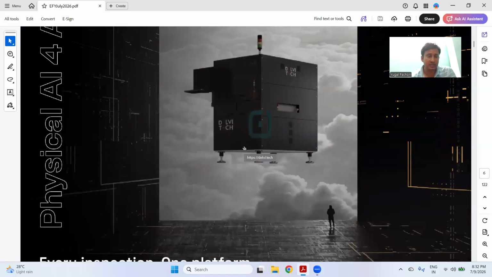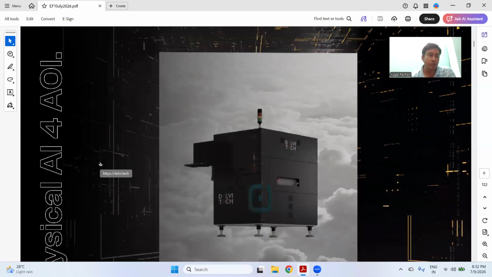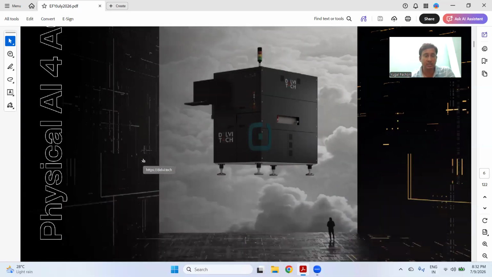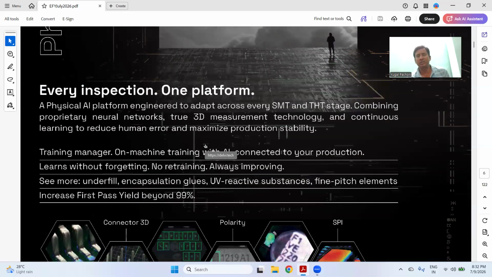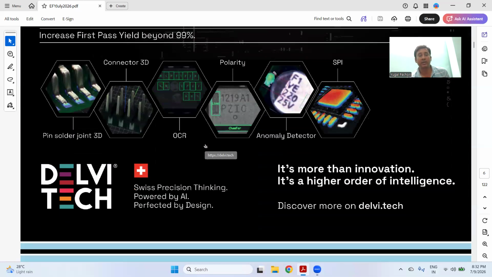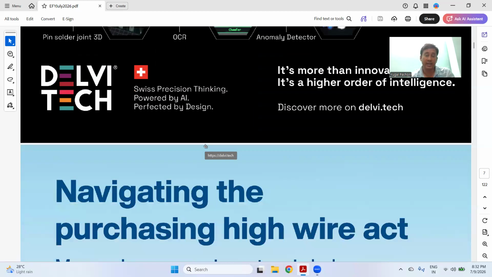So now this is physical AI for AOI. This is a sort of AI system, which is looking kind of like a data center or something related to AI. So AI is growing these days. That's why these articles are coming in related to AI.